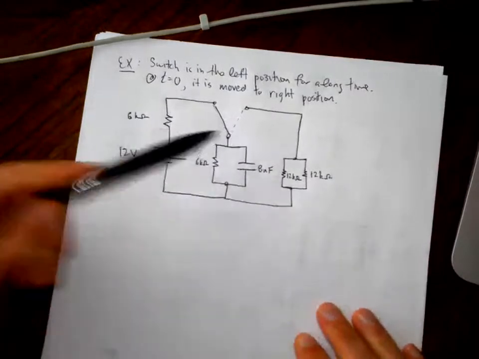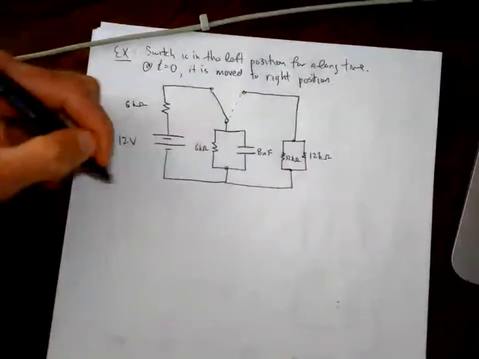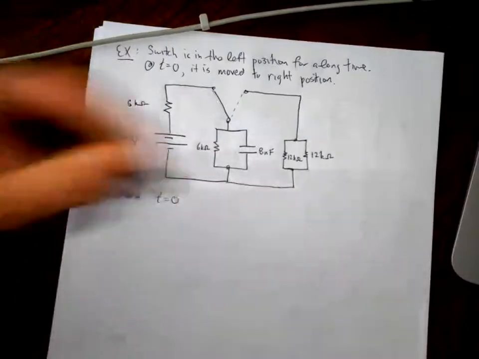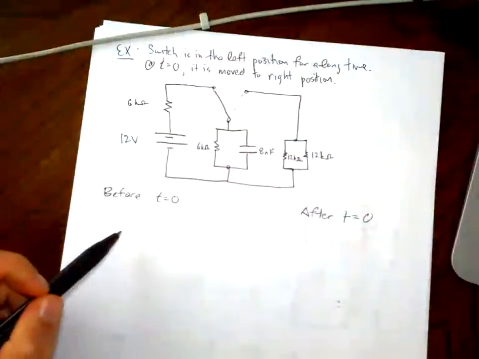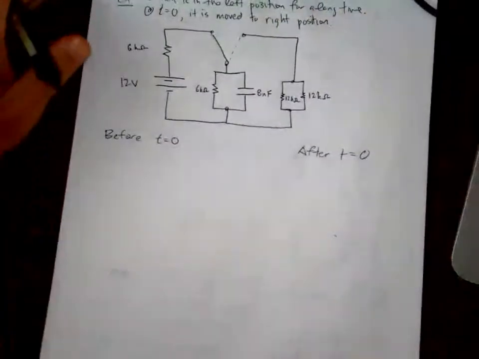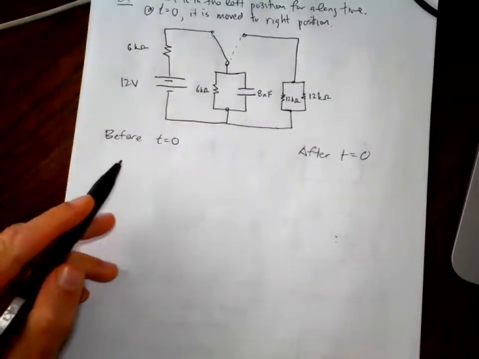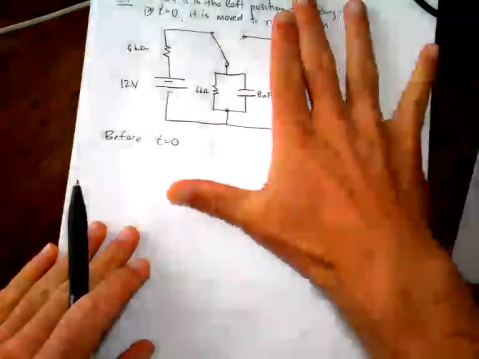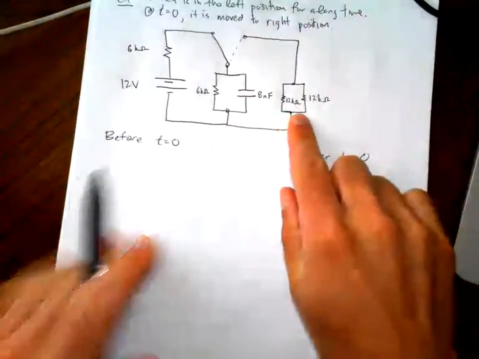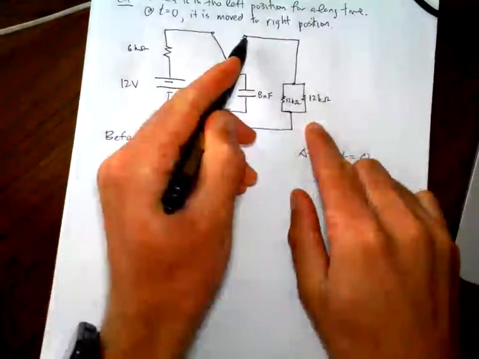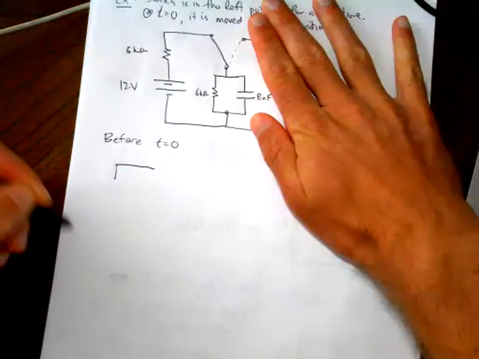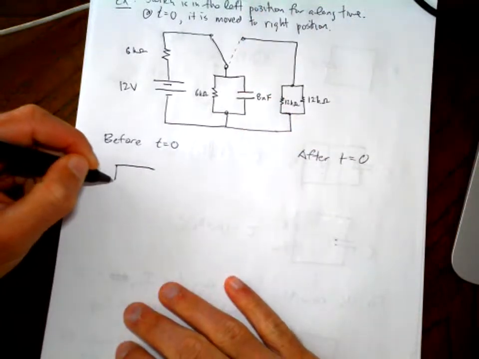Okay, so what you want to do is analyze the circuit before t equals 0 and after t equals 0. So before t equals 0, the switch is in this position, and so we can basically ignore those two resistors because these two resistors are connected to a dead end. So we just ignore that part of the circuit. So the circuit before t equals 0 looks like this, essentially.